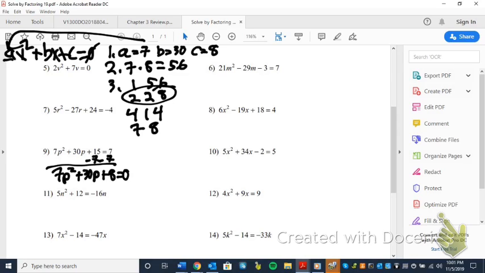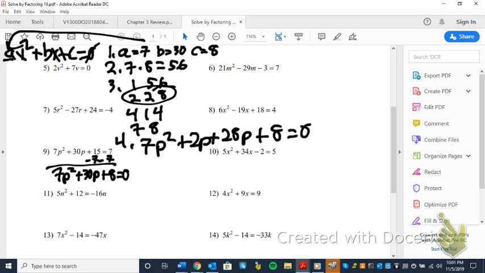So step 4, what we do is we replace b with those two factors. So instead of writing 30p, we're going to write 2p plus 28p. Notice that if I added these two together, I'd get 30p. So it's the same thing. It's an equivalent expression. I haven't really changed anything.